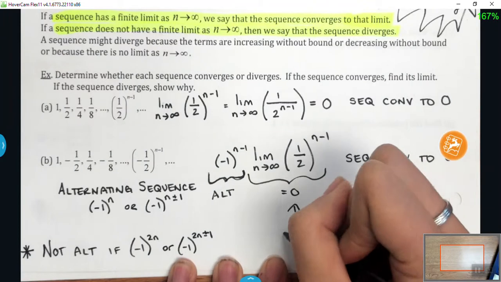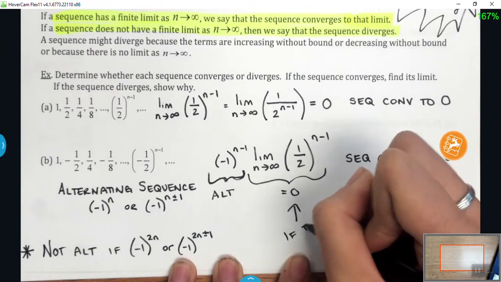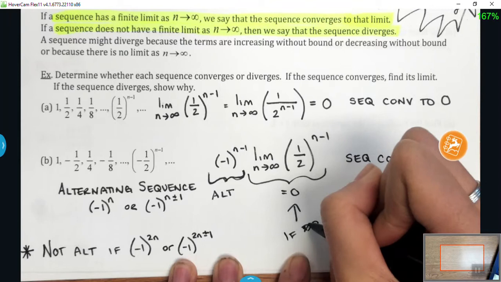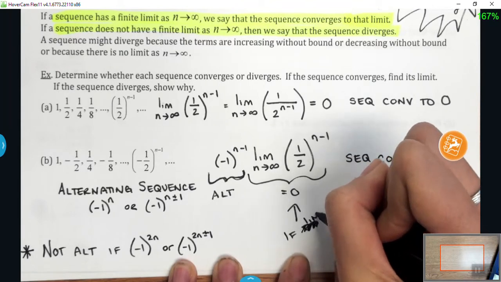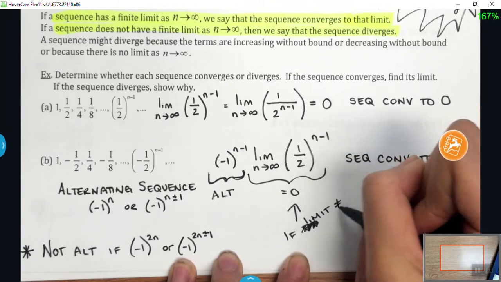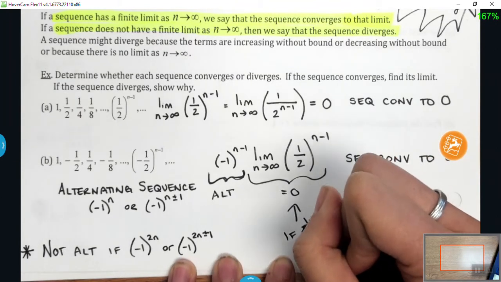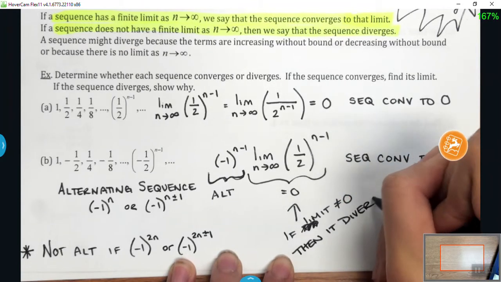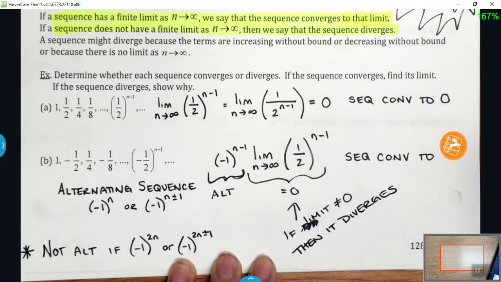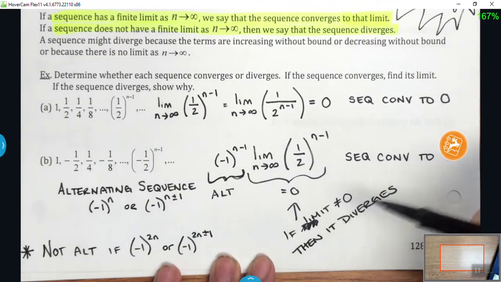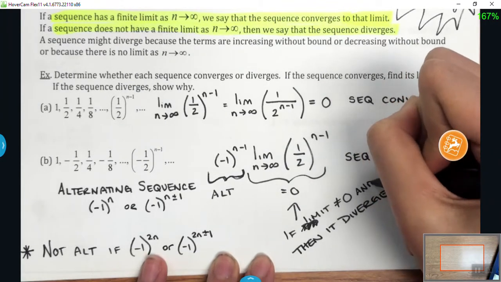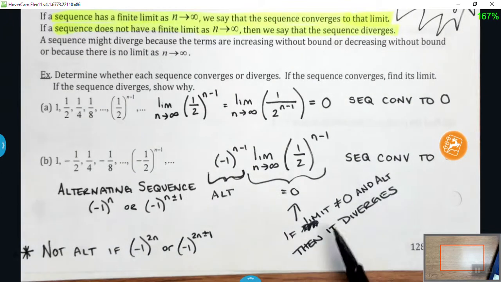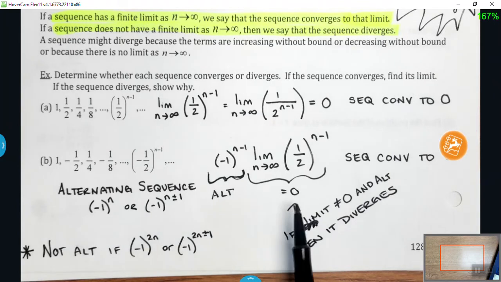But if the limit does not equal 0, then it diverges. So if the limit does not equal 0 and it's alternating, then it's going to automatically diverge. The limit has to go to 0 if it's alternating.